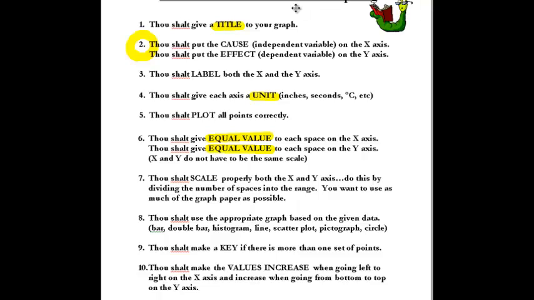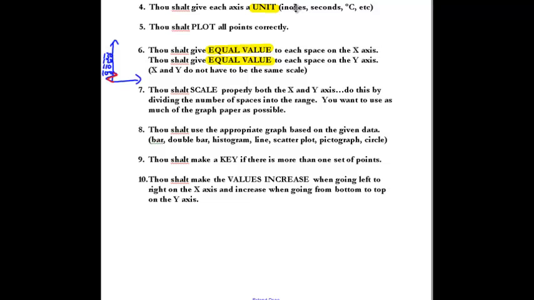The only exception to that is when you're going to use your lightning bolt here. You might say, okay, I'm going to go all the way up to 100, and then I'm going to go 110, 120, 130. I can use this lightning bolt to represent one break in my scale. So that talks about number 7 also, that I need to scale things properly. The next point is to use the appropriate graph, and this is what we're working on all this week. We need to make a key if we have more than one set of points, and we increase as we go from left to right. So that's just a reminder of some of the things you need to keep in mind when you're creating graphs.